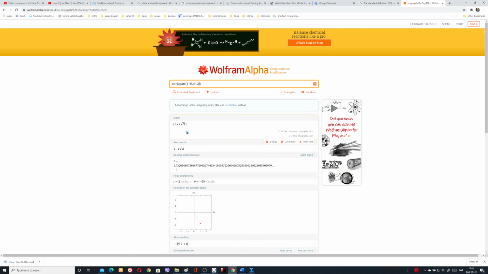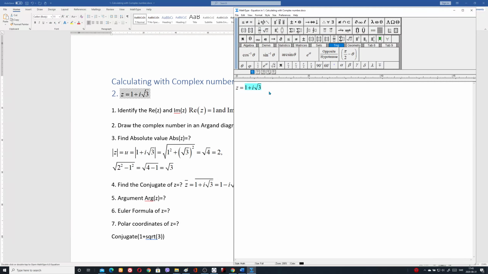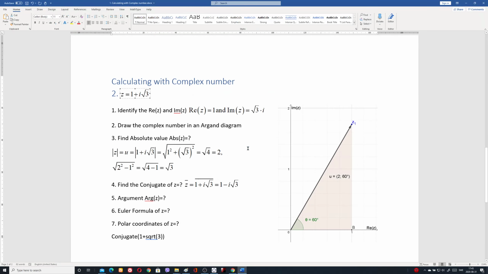Okay, so now we have here 1 minus square root of 3. I'm sorry for that function. But now you see that this is right. So we close this one here. So this is right.